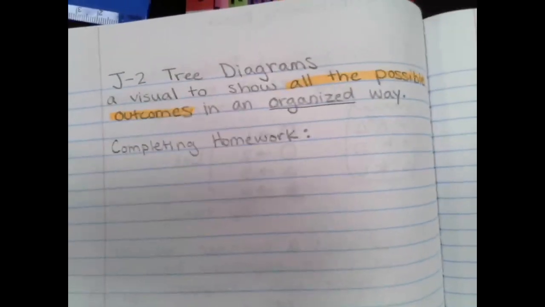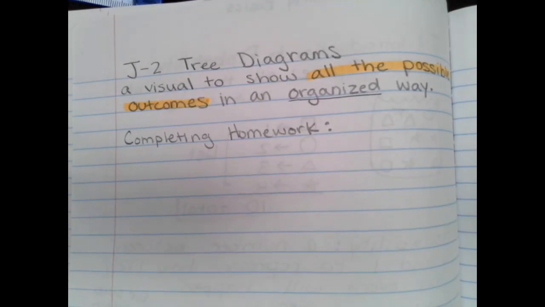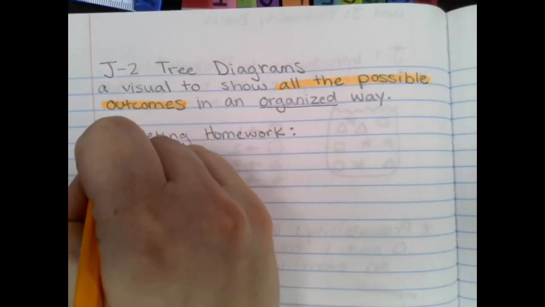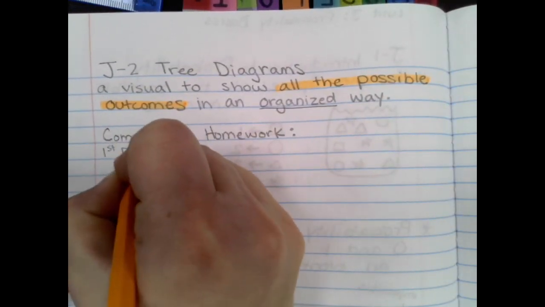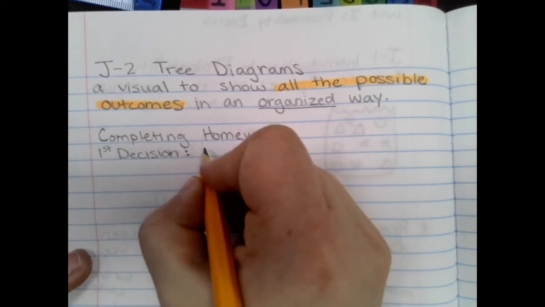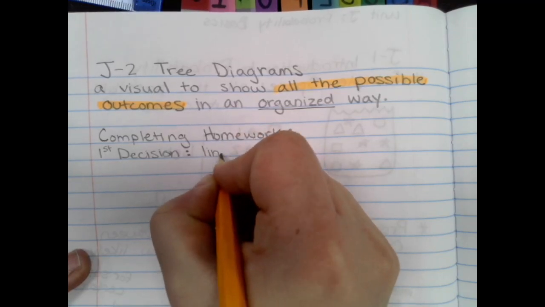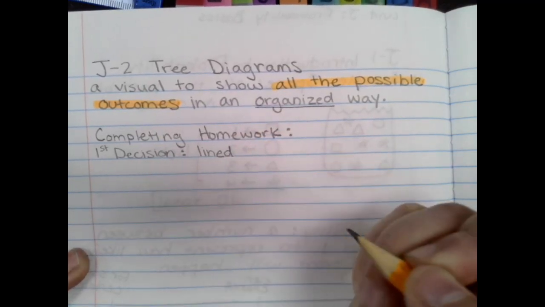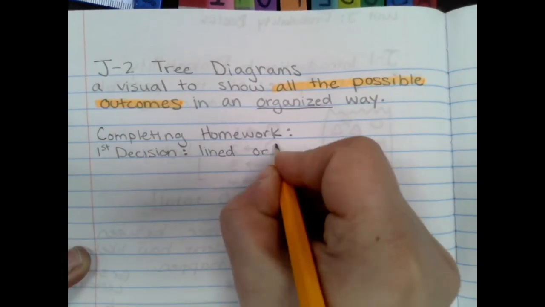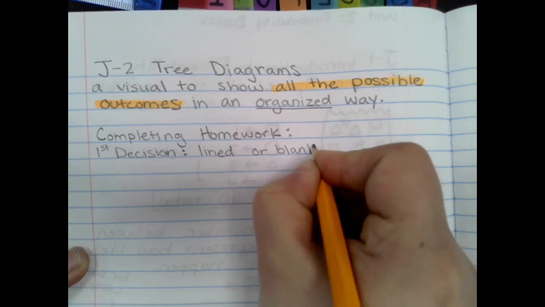Completing homework. All right, so when we complete homework, we're going to pretend that this is for a different class, because in this class we don't usually use paper. We're going to pretend this is a paper assignment. Let's pretend that maybe it's your one-pager. When you complete your homework, the first decision you need to make is what type of paper you're going to use. Are you going to use notebook paper? Or are you going to use blank paper? Like computer paper.